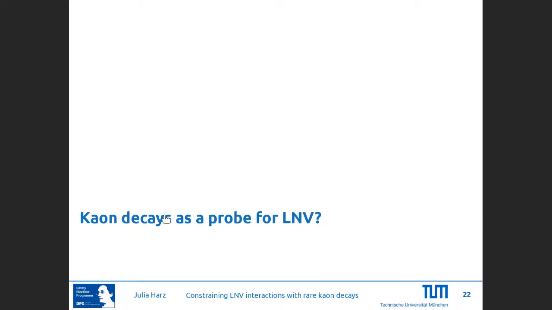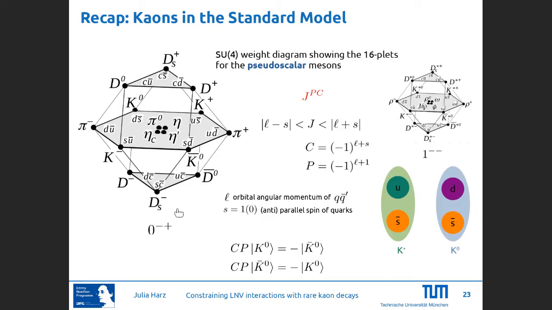And now the next question is basically what kind of other probes are there? Or is it, for example, possible to probe lepton-number violating interactions in terms of kaon decays or meson decays in general? And for this, I want to give a short recap about kaons in the standard model, just to refresh our minds about kaons. This is something everybody is familiar with.